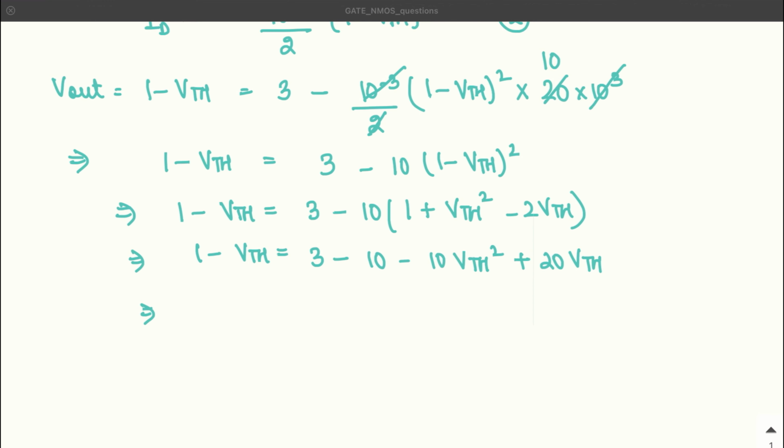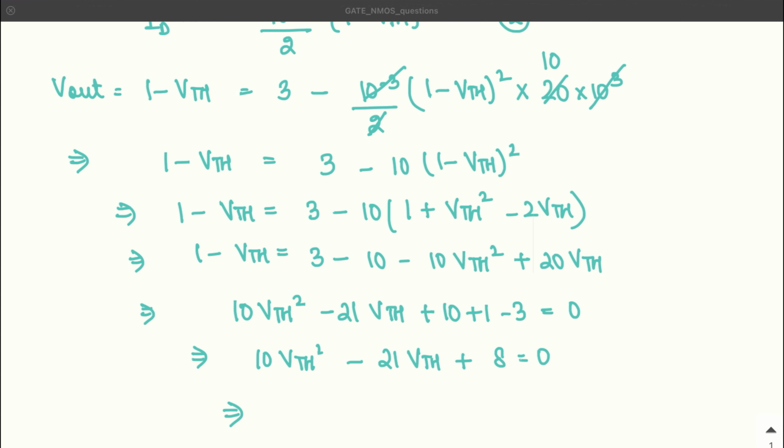Now we'll bring the like terms to one side. Now friends, when you solve this equation, you will get the value of VTH. This equation can be solved by splitting the middle terms, like 5 VTH, and you will get this type of expression.